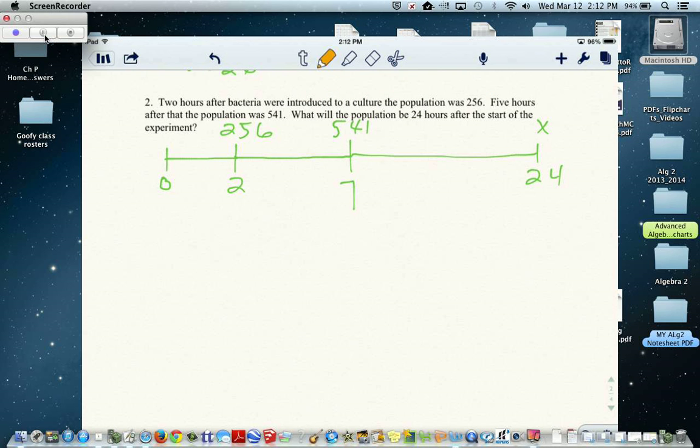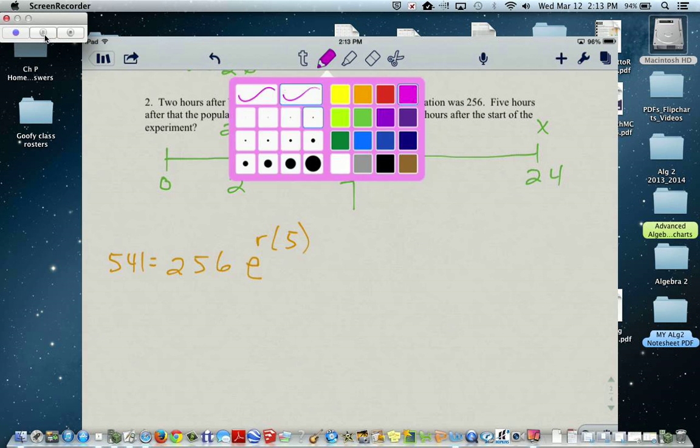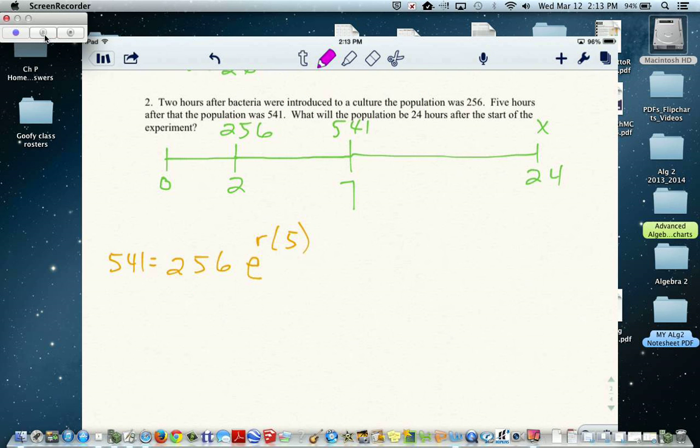So what I would do is first we have to find what the growth rate is for this particular culture. So if I start with 256 and it grows to 541, I can use the e to the r, and that was 5 hours long. So really the only thing I'm missing is that r value. So we're going to do the same work we did before. I want you to divide by the 256. That gets the base e all by itself.